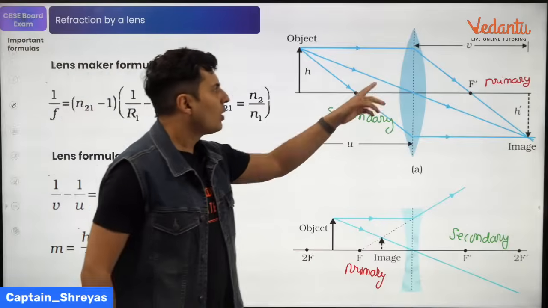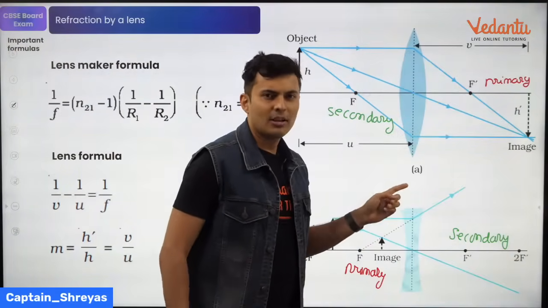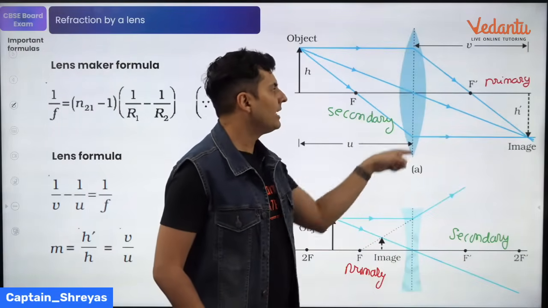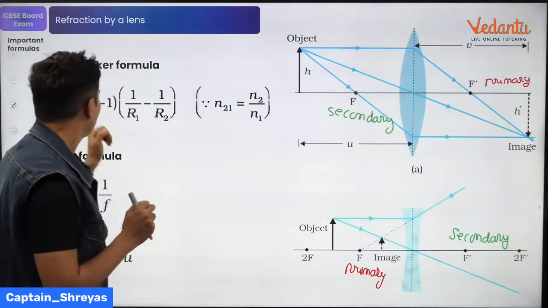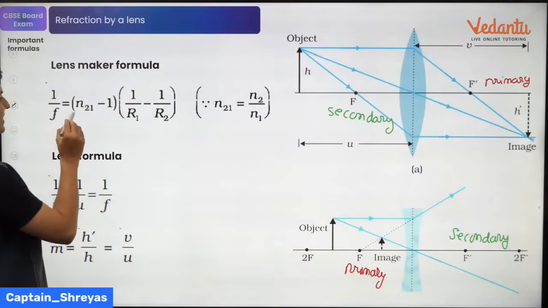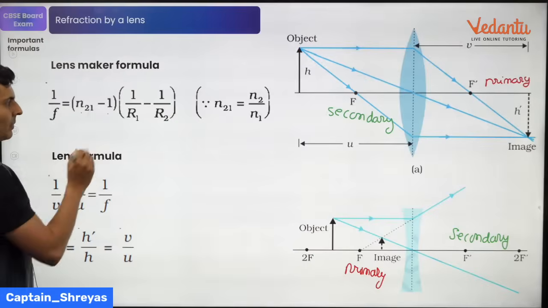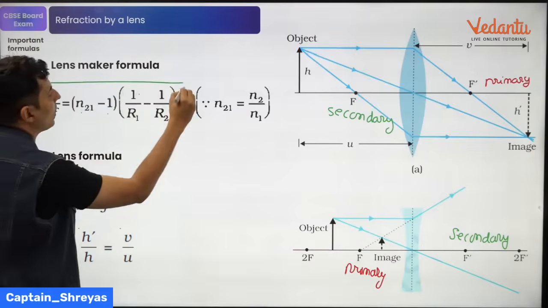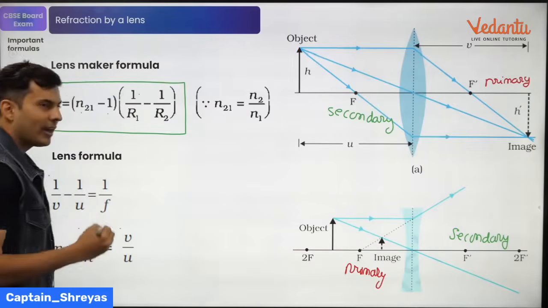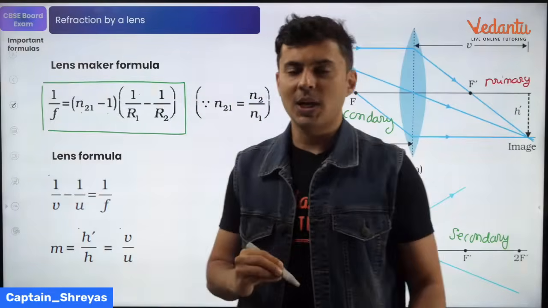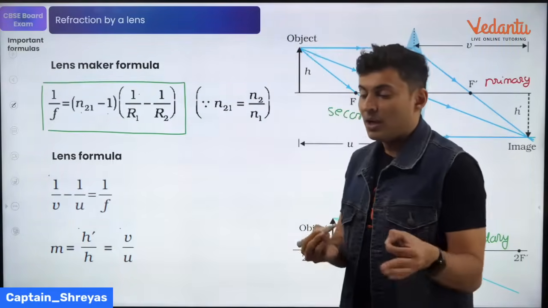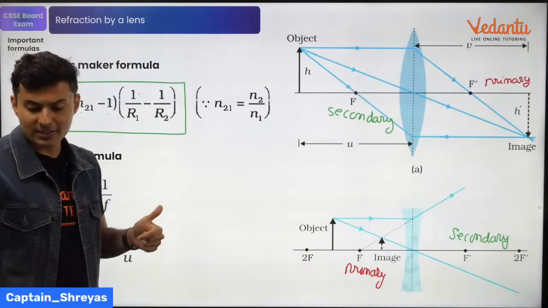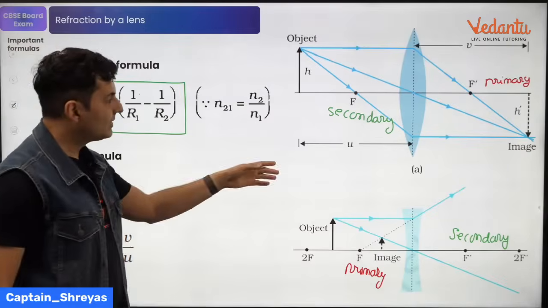Now, in order to find the focal length of any lens, all you need to tell me is what is the material inside and what is the radius 1 and radius 2 of the curved surfaces. So you have the lens maker formula, which is (refractive index - 1) into (1 by radius 1 minus 1 by radius 2). That gives me the focal length of that particular lens. That is why it is called the lens maker formula. To make the lens, you need to give me the material and the radius.